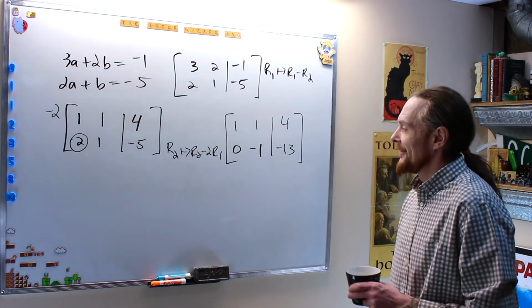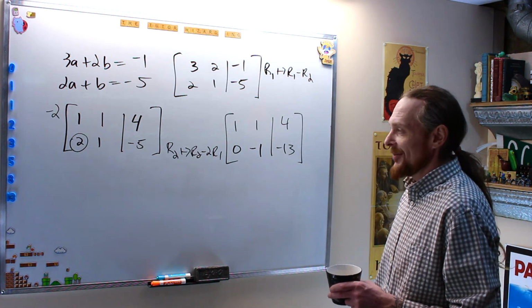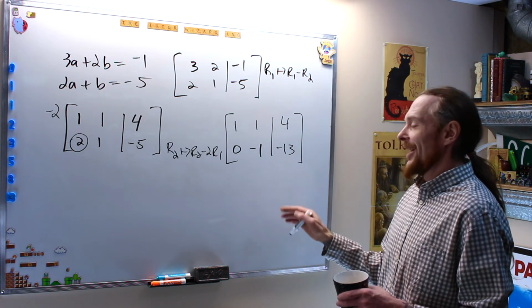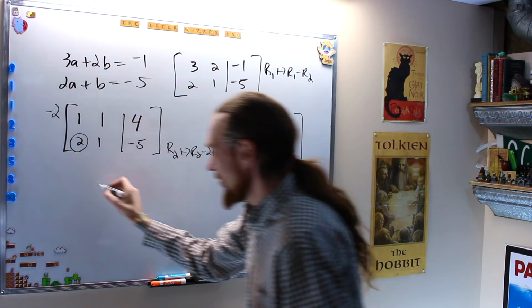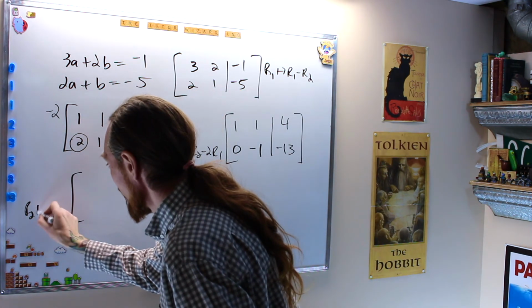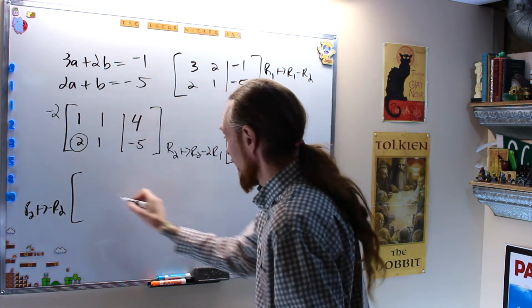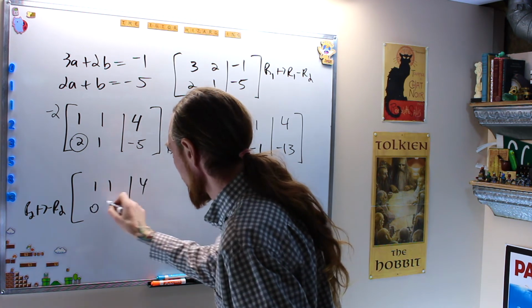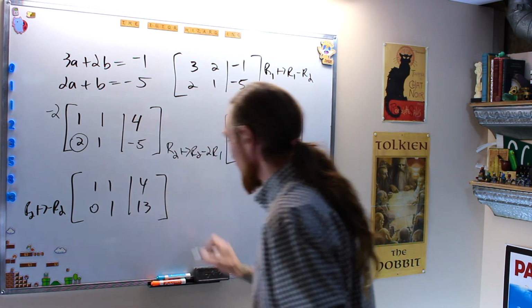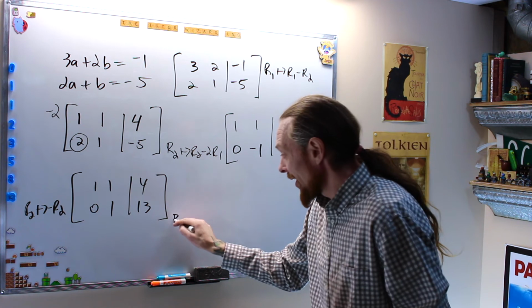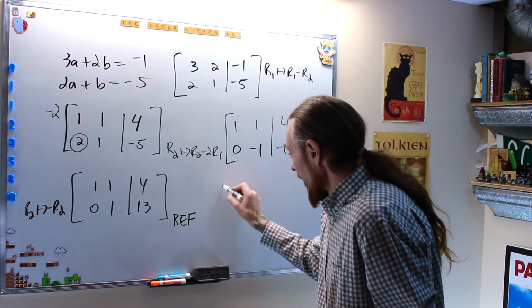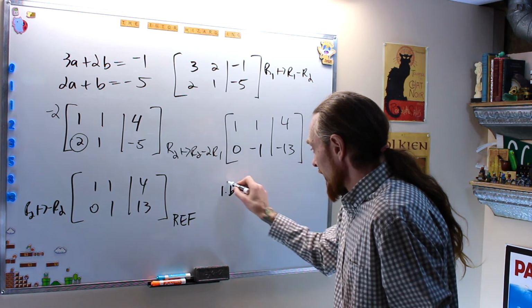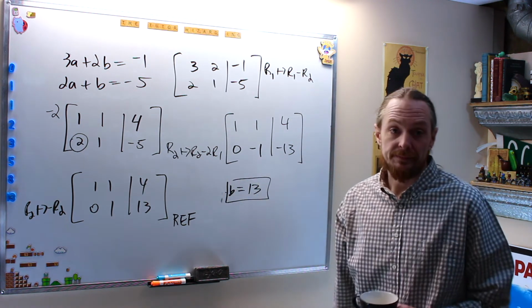I'm lazy, but we're going to multiply this row by negative 1. I guess I'll do it. Row 2 goes to negative row 2, and it gives me 1, 1, 4, 0, 1, 13. That's still not too bad. What does that say? I'm now in row echelon form, and that tells me that 1 times b is equal to 13, or b is 13.